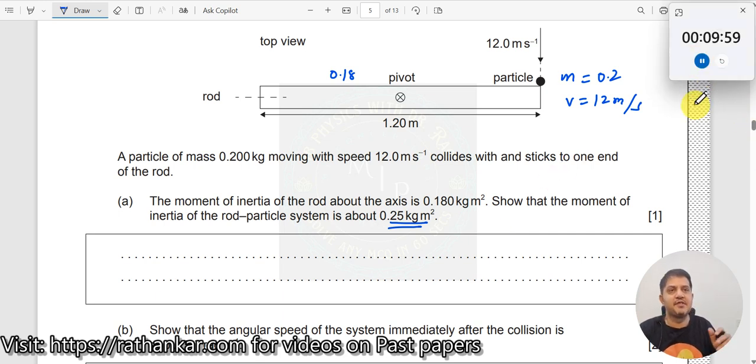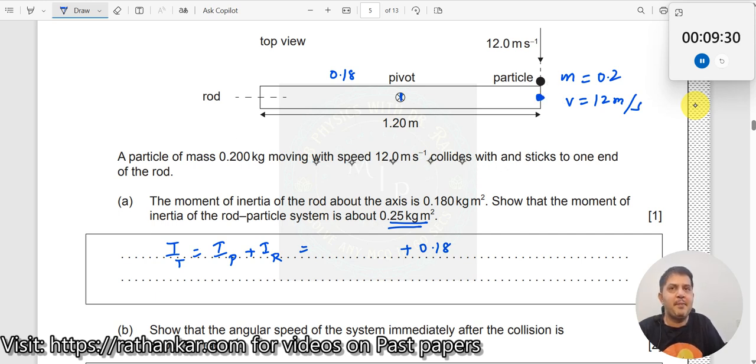What is the total moment of inertia? Now, I total should be equal to the moment of inertia of the particle plus the moment of inertia of the rod. This is what you need to do. So, how do you do this? The moment of inertia of the rod is already given here, which is 0.18. I will write this as 0.18 here. And then the moment of inertia of the particle. About this point, what is the moment of inertia of the particle? Where is the particle here? The particle is at this point.